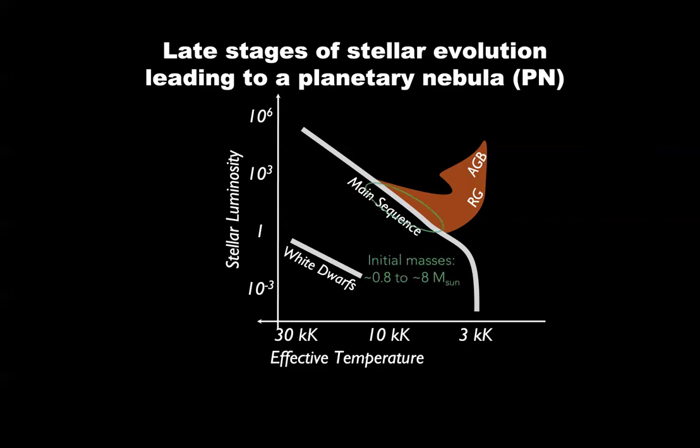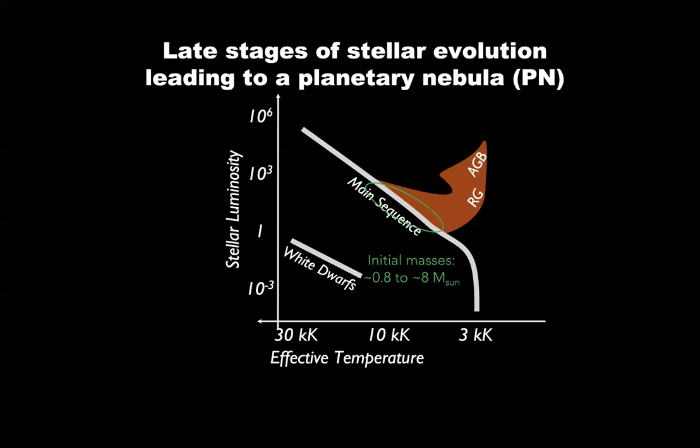Planetary nebulae come from initial masses, main sequence masses, between about 80% and 8 times the mass of the sun. That's our best estimate of the mass range of an object that will become a planetary nebula late in its life. You might wonder where those numbers come from.